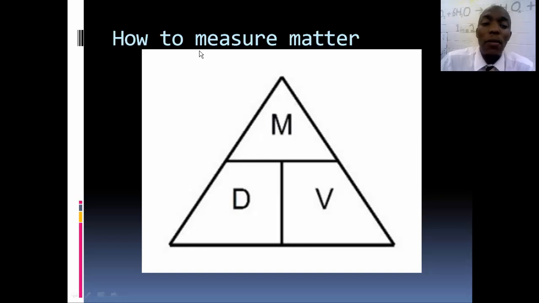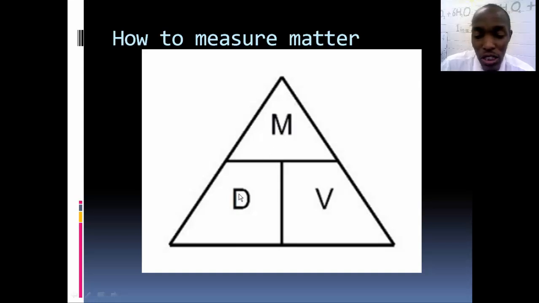So today we're going to focus on how to measure matter. Matter can be measured in a variety of ways. Here we have a triangle, and this is what I'm going to have you do in your notes. I want you to copy this triangle down. And as we go through each part of this triangle, I'm going to come back and reference this triangle, and we're going to add some things that may be associated with this triangle.